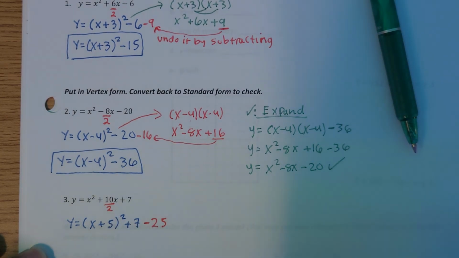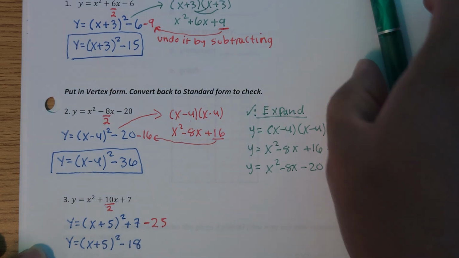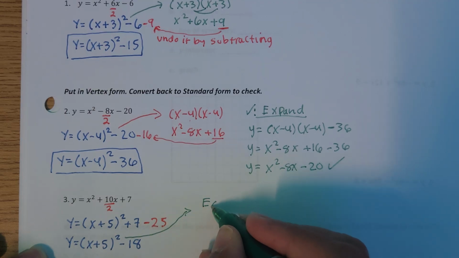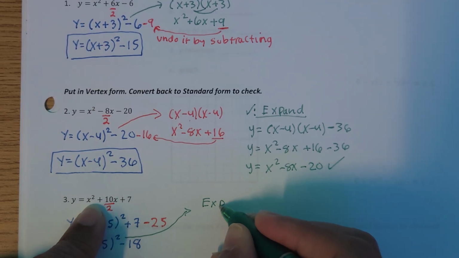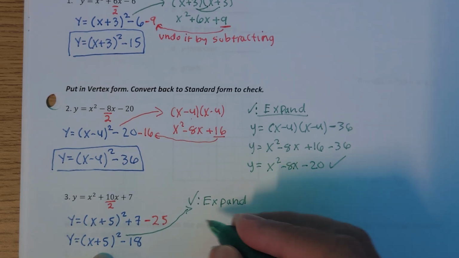So then the equation in vertex form so far is y equals (x plus 5) squared, 7 minus 25 is negative 18. But again, I am not going to box it in yet. I'm going to go to the side and I'm going to expand it to check and make sure that I get this back. So we check by expanding this equation.